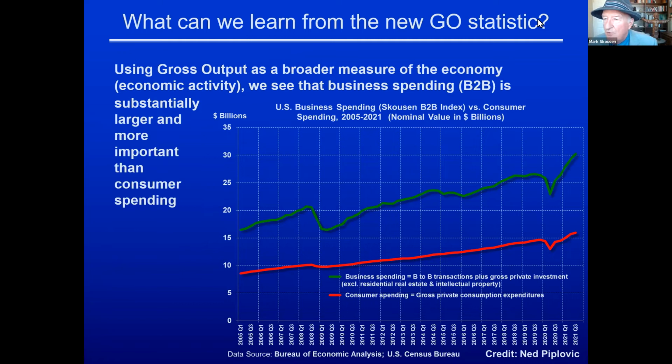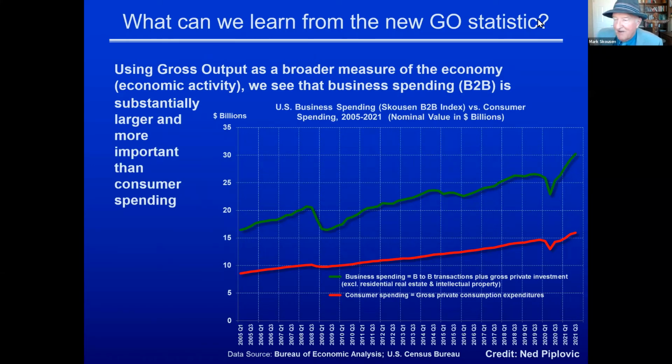All right, so let's see, what can we learn from the new GO statistic? Well, number one is that we see that business spending is substantially larger and more important than consumer spending. Consumer spending is not the main driver of the economy, which is constantly being promoted by the financial media and some economists who should know better.